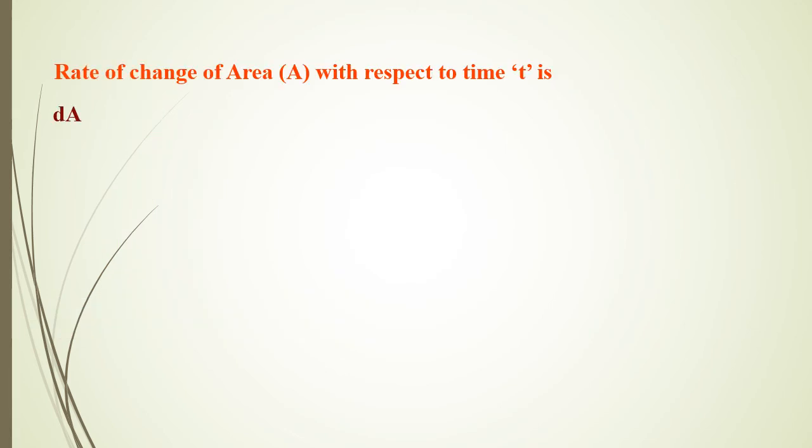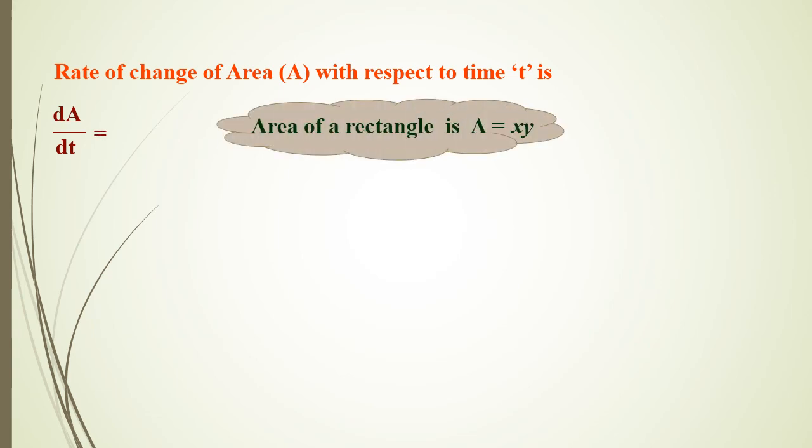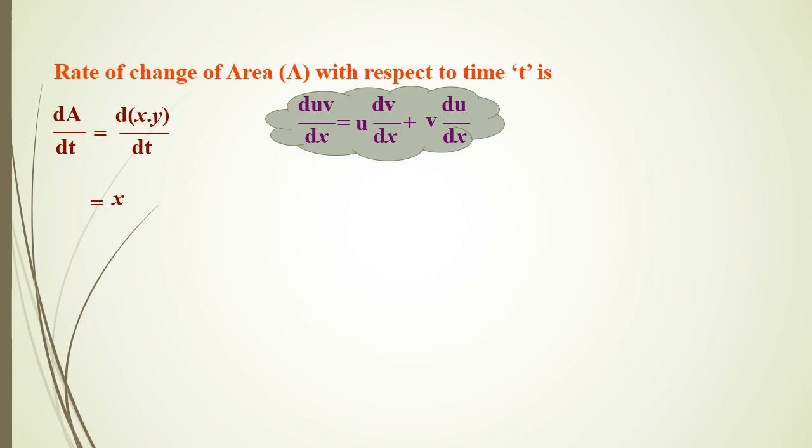Next, the rate of change of area with respect to time. When you differentiate the area of a rectangle, A equal to x into y, you need to apply the product rule. When you write the derivatives of two terms with a multiplication between them, you apply the product rule. So dA by dt equals d by dt of xy. Now the product rule states that when you have two terms, one term must be taken out, writing the derivative of the second term, plus the second term taken out, writing the derivative of the first term.